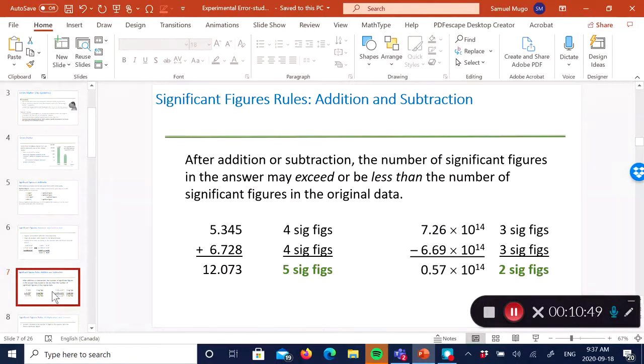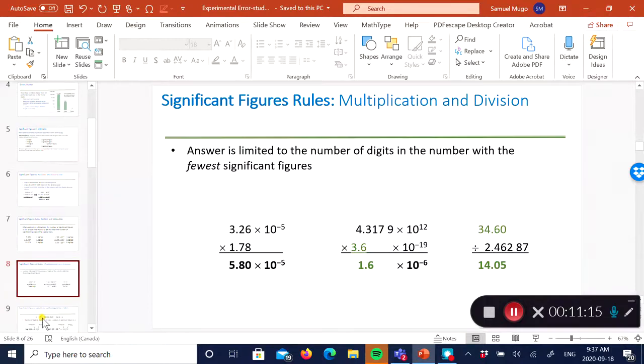If you're again doing addition and subtraction, remember you can have the answer with more significant figures. For example, in this case, when you add these numbers, the answer has 5, 6 figures, whereas the numbers you added have only 4 significant figures. And in this case for subtraction as well.